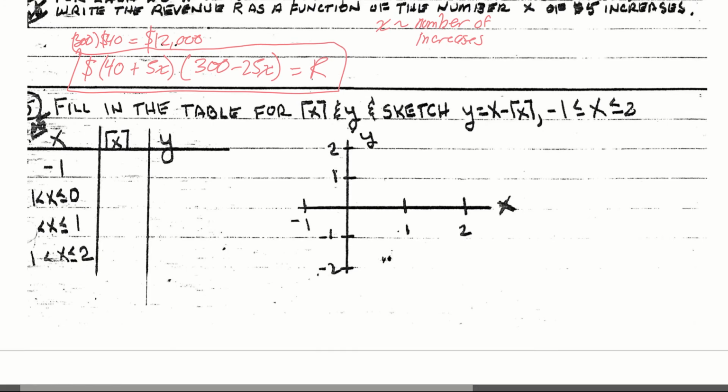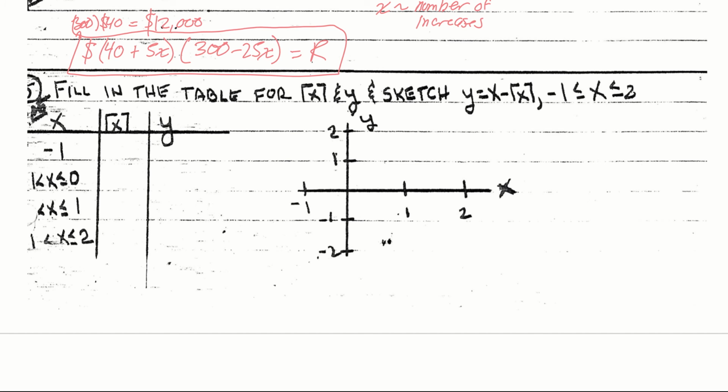All right. And our last problem is going to be to fill in the table for a ceiling function for x and y, and sketch y equals x minus the ceiling of x for -1 to 2. So we're given all of our x values over here, and then we're going to write down what the ceiling is for each of those.